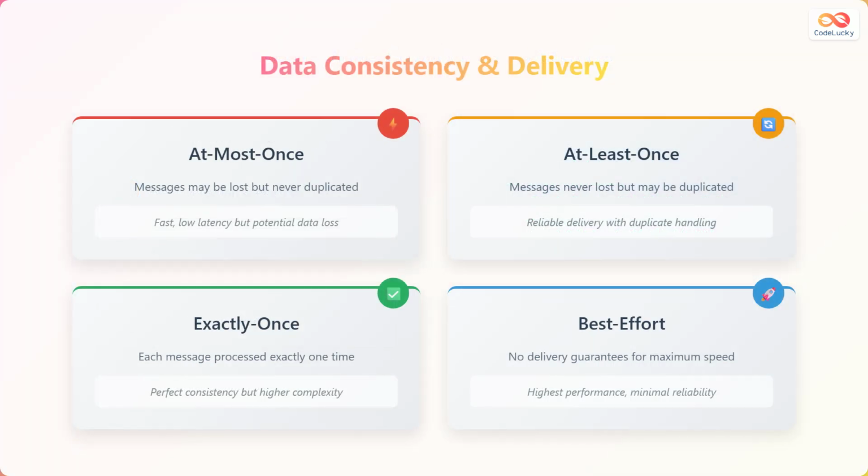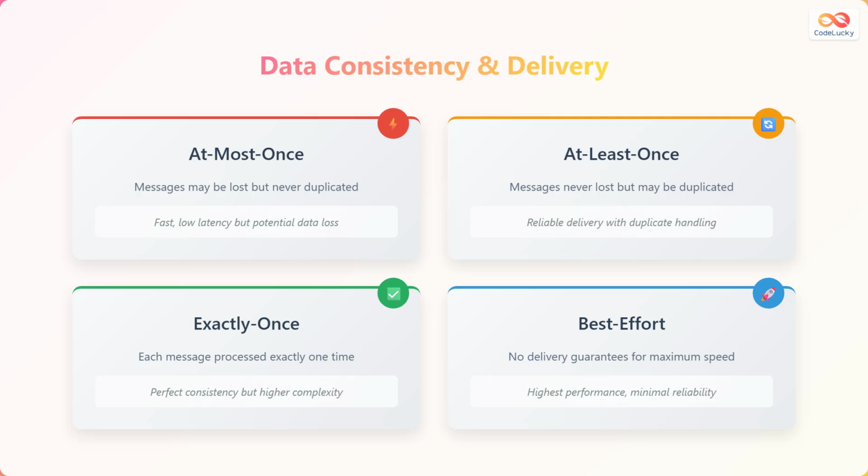Let's talk about data consistency and delivery guarantees in streaming systems. There's at most once delivery, where messages may be lost but never duplicated. This offers fast, low-latency processing but has potential for data loss. There's at least once delivery, where messages are never lost but may be duplicated. This provides reliable delivery, but requires duplicate handling.